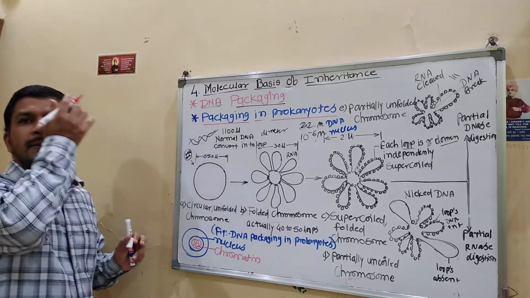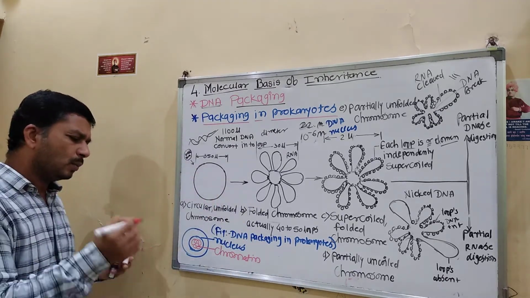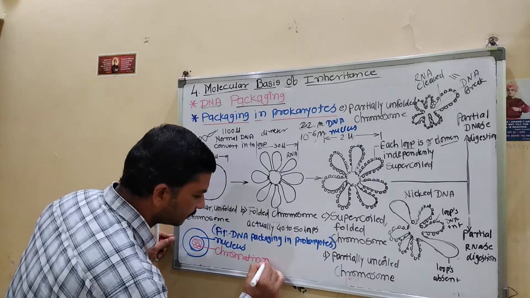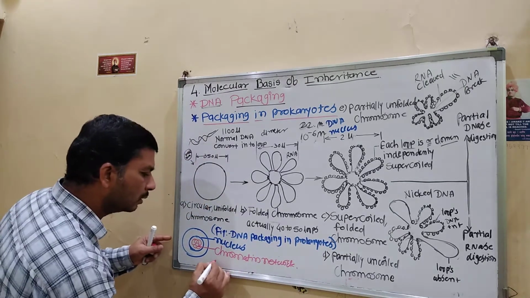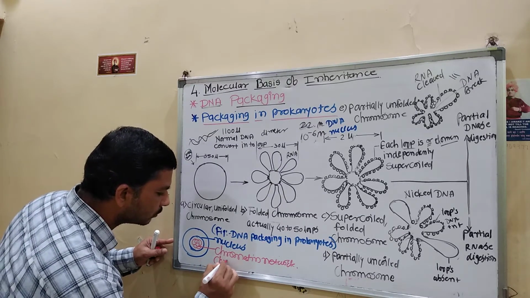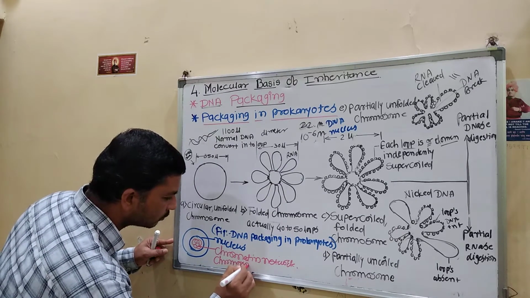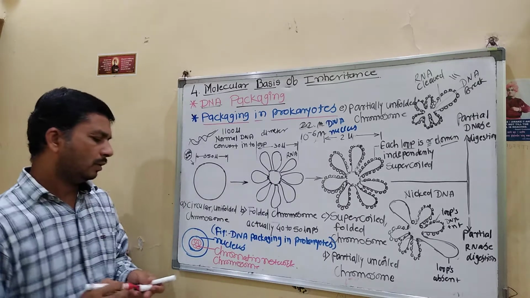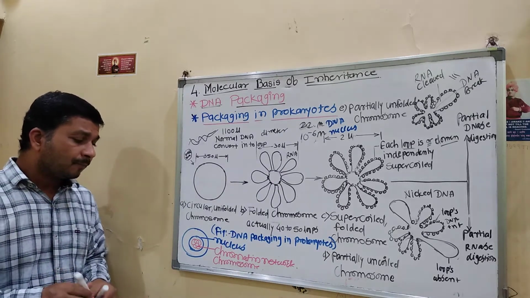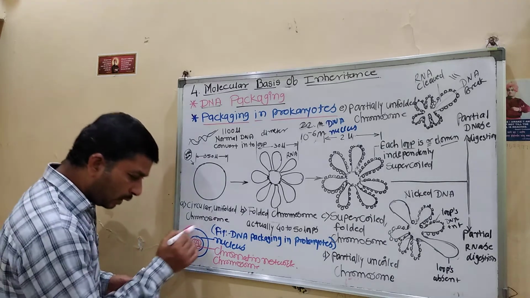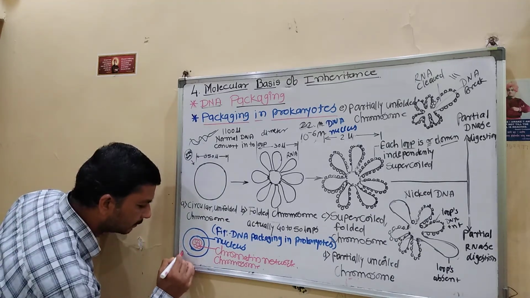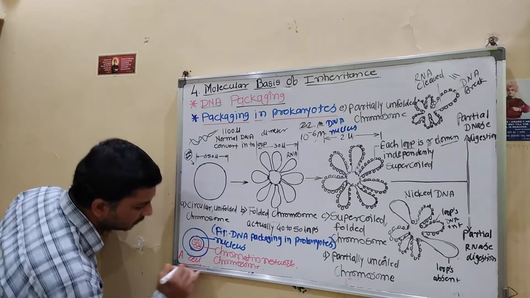chromatin or chromosome, chromatin network, or we can call it chromosome, right? Then what is this? This is a cell. This is a particular cell.